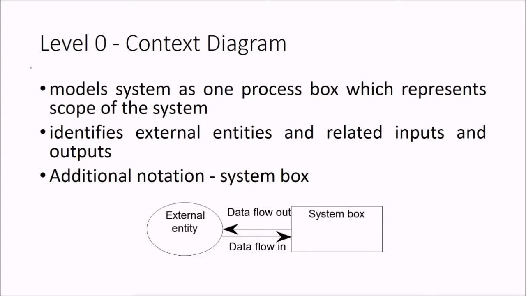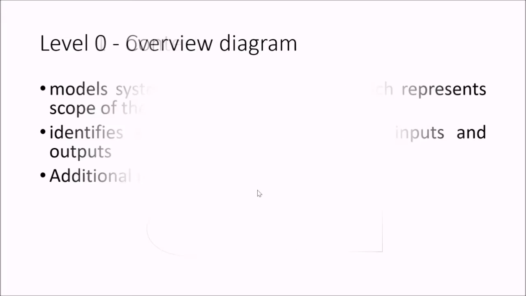Level 0. What is level 0? It is a context diagram. It just models the system as one process, as you see here, which represents the scope of the system. It identifies the external entities and the related input and output. Data in, data out. Data in, data out. The additional notation may be some system box.